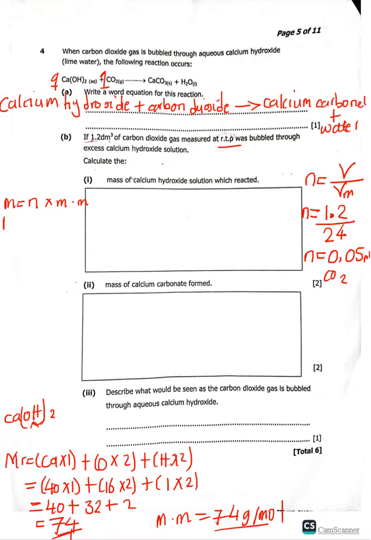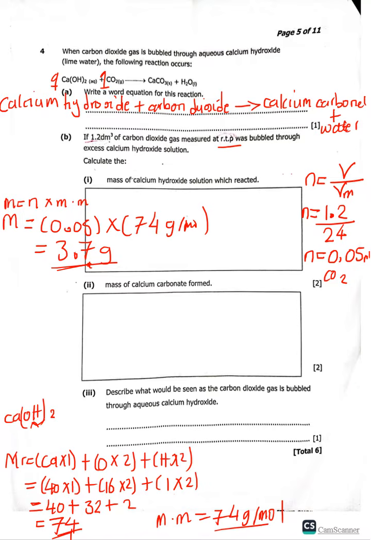So our final answer is now mass is equal to 0.05 times 74 grams per mole. If you punch this on a calculator, you should get a value of about 3.7 grams. So this was the mass of calcium hydroxide. The data given in the question will help you to determine the formula to be used for you to calculate according to the need of the question.